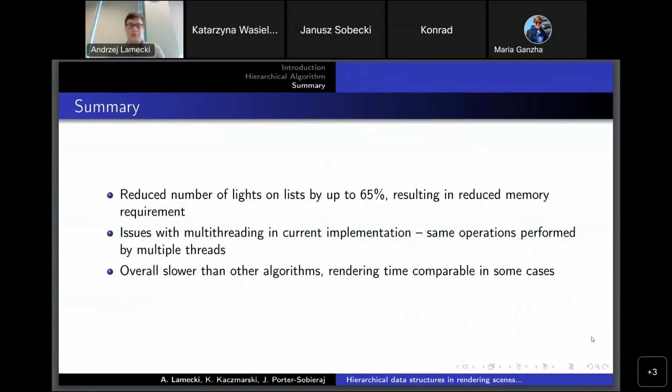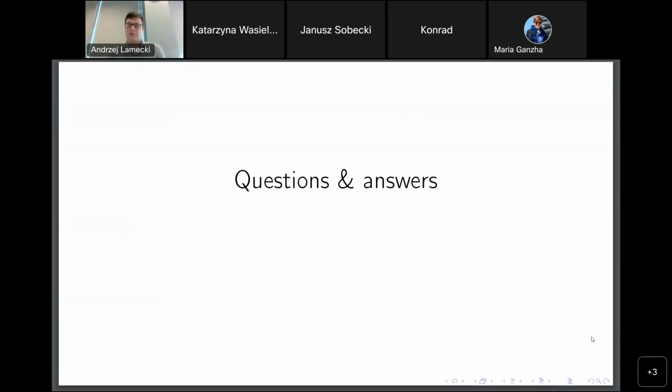To sum up, our modification allowed for a reduction of light list elements by up to 65%, which resulted in reduced memory requirement. However, there are still some issues with multi-threading in the current implementation, because the same operations are performed by multiple threads many times, which results in an overall slower algorithm than the other ones. However, the rendering time is still comparable in some cases. And that would be all.